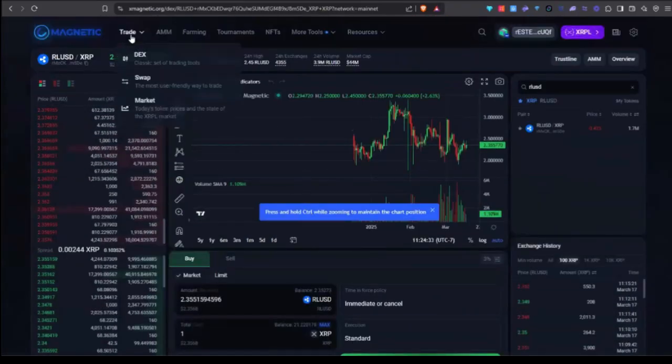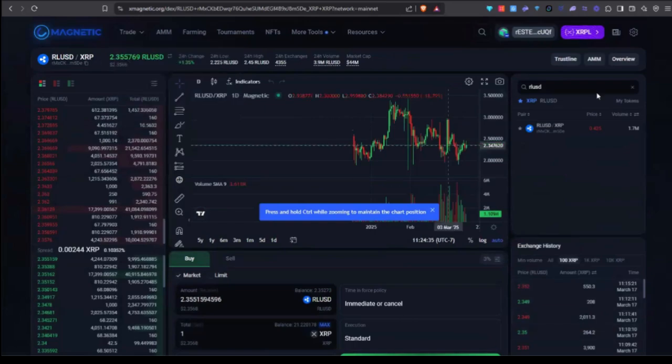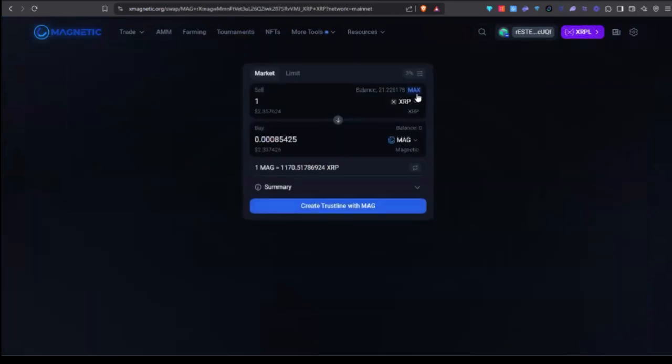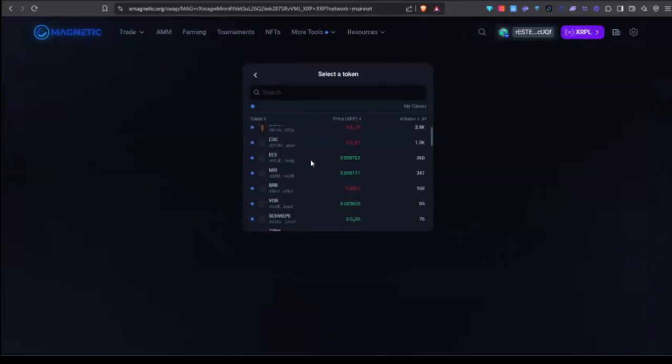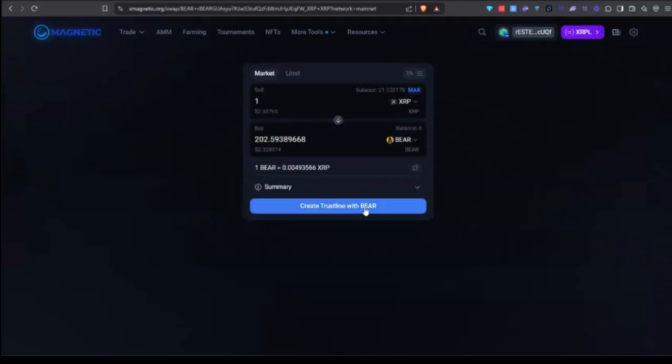So if I wanted, this is a more advanced version. There's also the swap. This one, you have less control of what's going on. And if you don't have the trust line, you can just set it here for any of the assets that you want. Like if I wanted to do Bear or whatever, I would need to create the trust line, and then you can interact with that token.